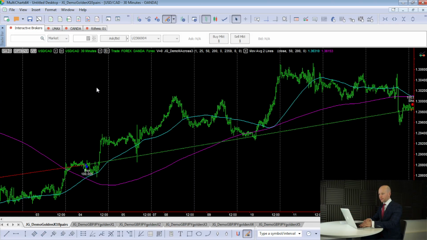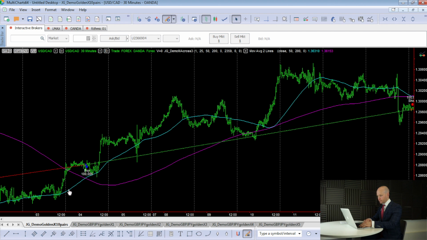So firstly, let's look through the 10 charts and see which ones work the best. The first one we're going to look at is US dollar, Canadian dollar. It's a 30-minute chart, and I've put the moving averages on this chart so we can see.